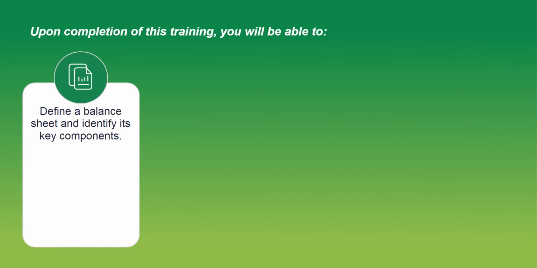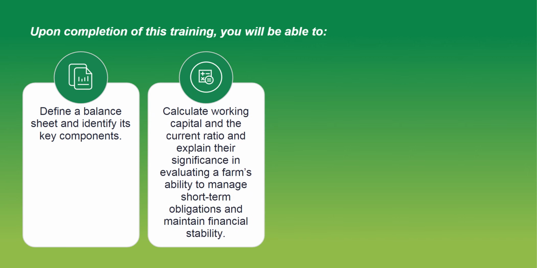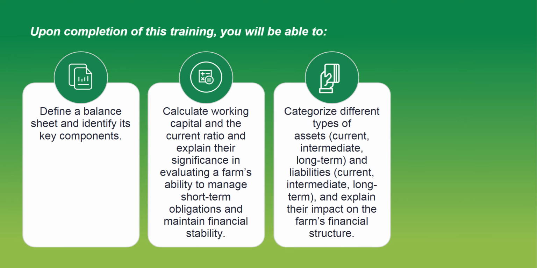Upon completion of this training, you will be able to define a balance sheet and identify its key components, calculate working capital and the current ratio and explain their significance in evaluating a firm's ability to manage short-term obligations and maintain financial stability. Categorize different types of assets, current, intermediate, long-term, and liabilities, current, intermediate, long-term, and explain their impact on the firm's financial structure.